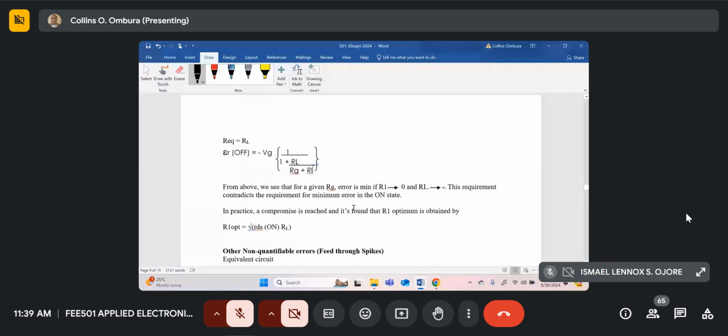Now this requirement contradicts the earlier requirement for the on state. So in practice, a compromise has got to be reached, and it's found that minimum error occurs when R1 is given by the square root of RDS on into RL. Now this is just obtained by differential calculus.